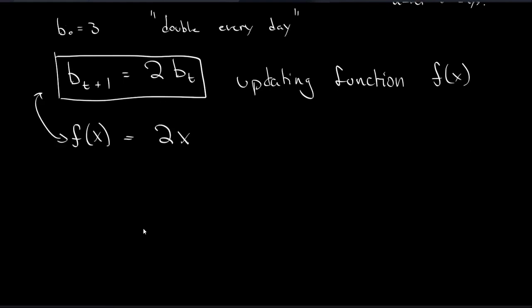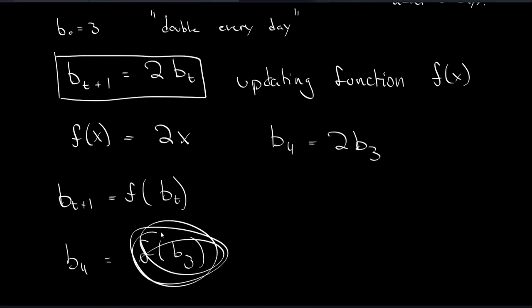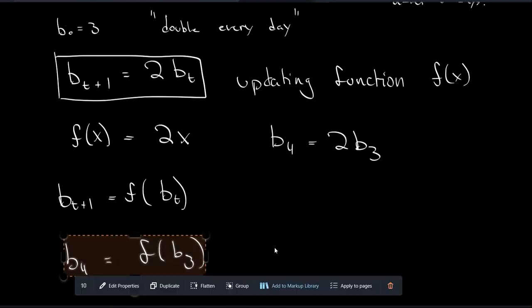This is the exact same thing as that. We just use x's instead of b's and t's. And all this means is that if we want to know what B t plus 1 is, we just put B t into the updating function, right? Like if I want to know what B4 is, well, I know it's 2 times B3, right? So B4 is f of B3. Why? Because f here is the updating function, which in this case doubles the value for us, because that's what the system does.